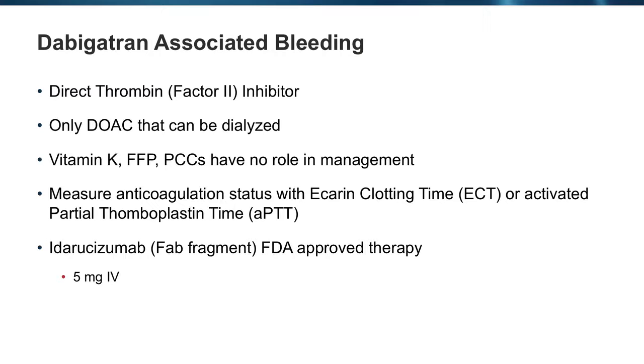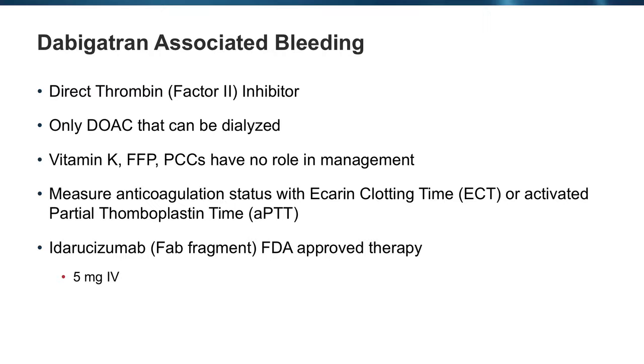In terms of how you measure whether or not somebody's actually anticoagulated with Dabigatran, there's no really Dabigatran level to measure. You can do an Ecarin clotting time, otherwise known as an ECT, or more widely available, an activated partial thromboplastin time, or an APTT, which most labs in U.S. hospitals will have available to them.